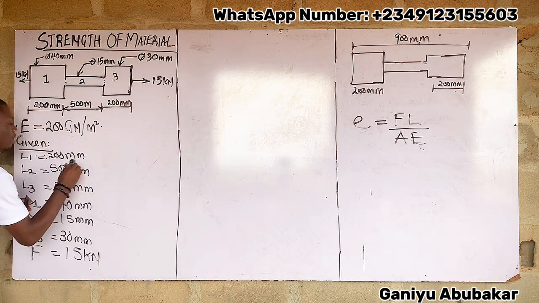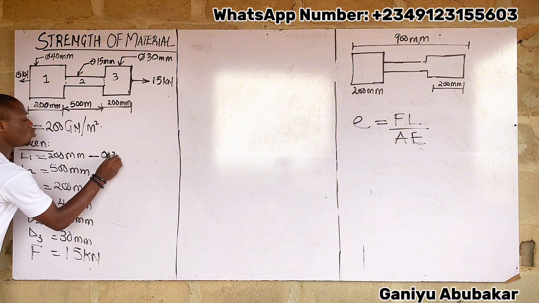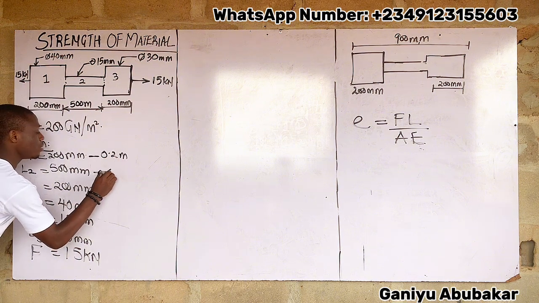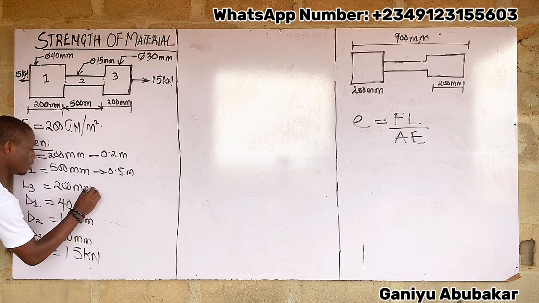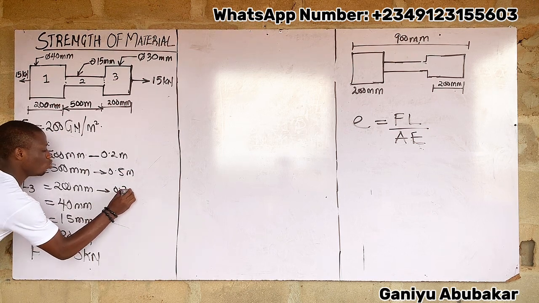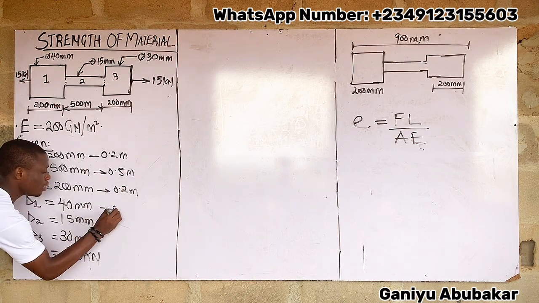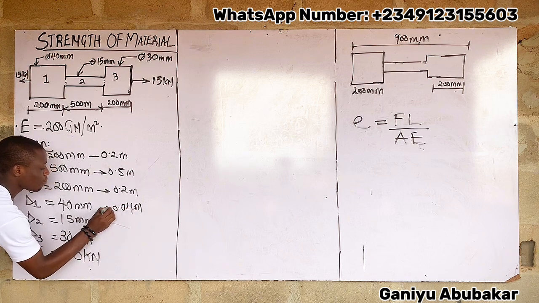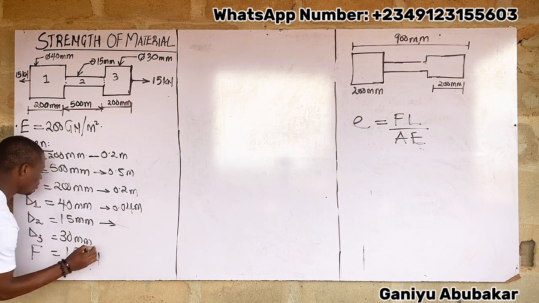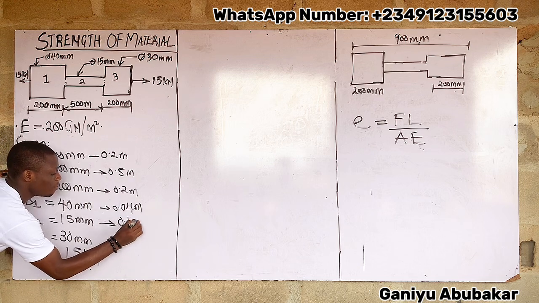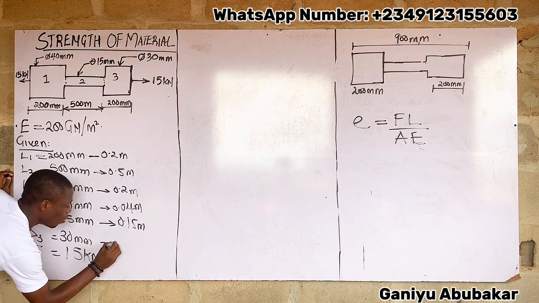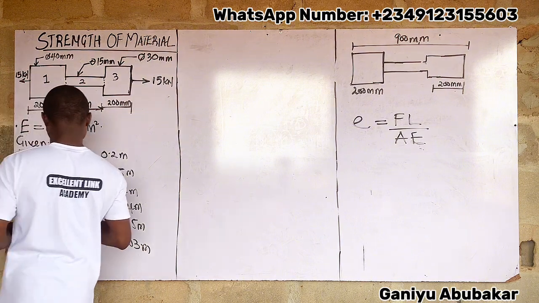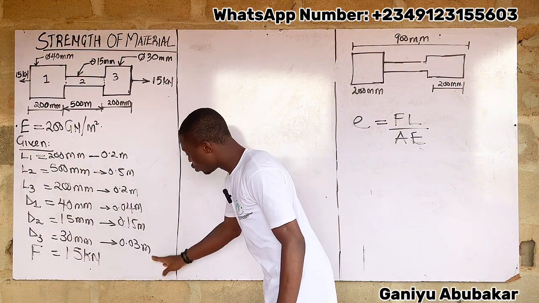What do I get here? It becomes 0.2 meters. So it becomes 0.5 meters, 0.2 meters, 0.04 meters. This becomes 0.15 meters. This becomes 0.03 meters. So convert them to what? Meters. I've converted to meter this way.